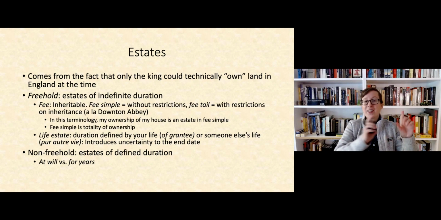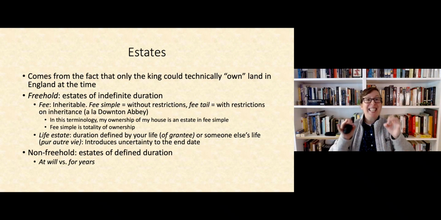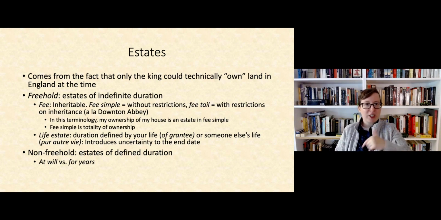Okay, just like for tenancy, there are two kinds of estates: freehold estates and non-freehold estates. A freehold estate is one that doesn't have a forever duration. It has an indefinite duration. So it has some uncertainty, and we'll talk about why. Freehold estates are inheritable. A fee simple freehold estate is one that can be transferred and inherited without any restrictions. A fee tail freehold estate is one that can be transferred, but with some restrictions on the inheritance.